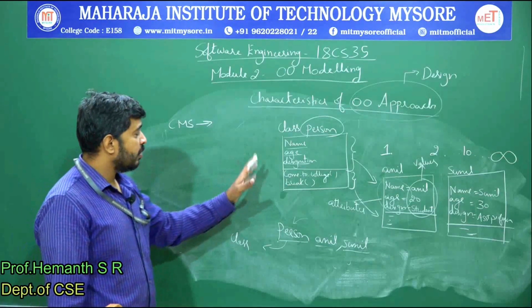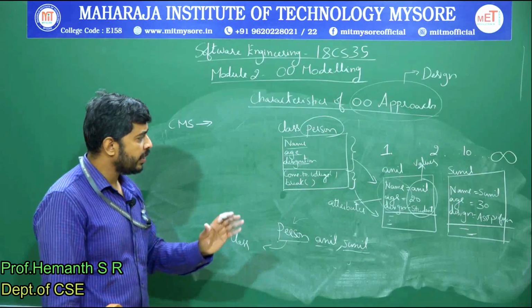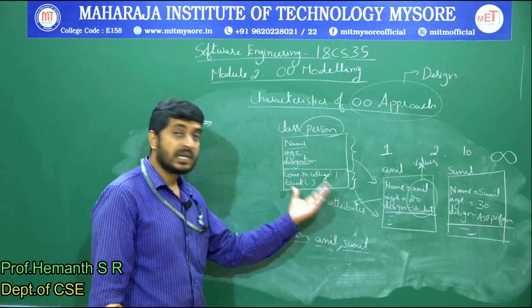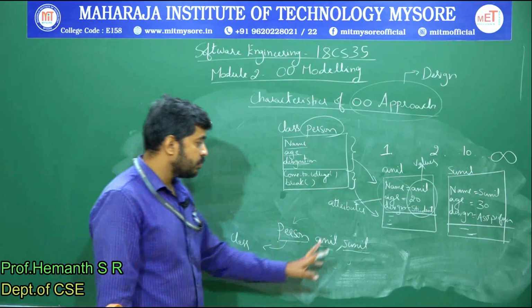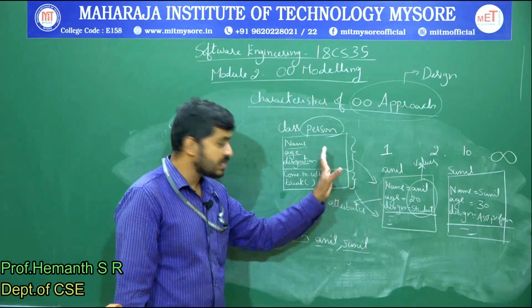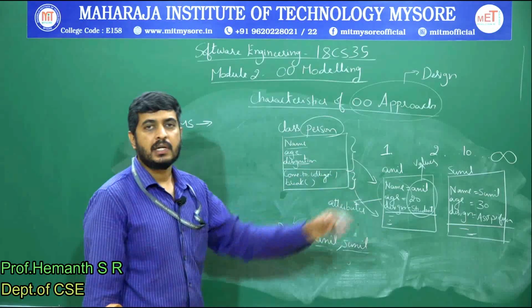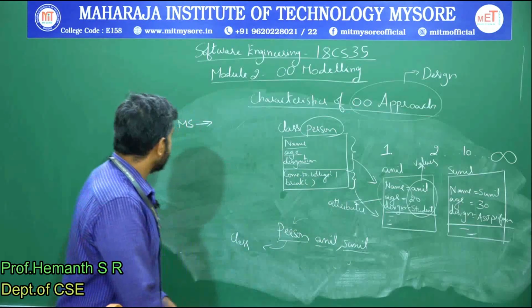So this is one of the characteristics of the object oriented approach. You can create objects, hundreds of objects, for a class. And the standard definition for an object is an instance of a class, taking the attributes of that particular class to which it is associated.